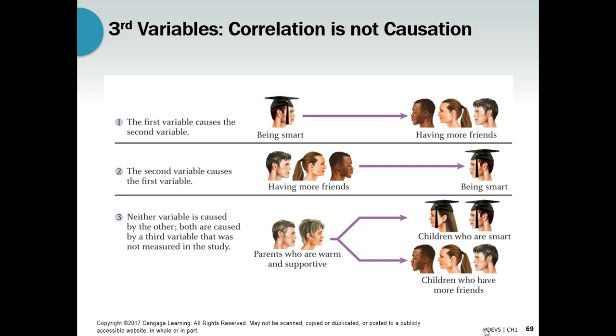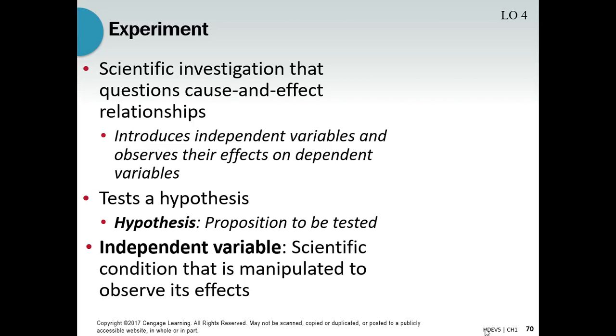One of the possible third variables that they gave us here is parents who are warm and supportive tend to have children who are smart. And also, parents who are warm and supportive tend to have children who are good with their friends. Maybe this is the variable, parents is the variable that is causing intelligence in children and developing good friendships to correlate together.